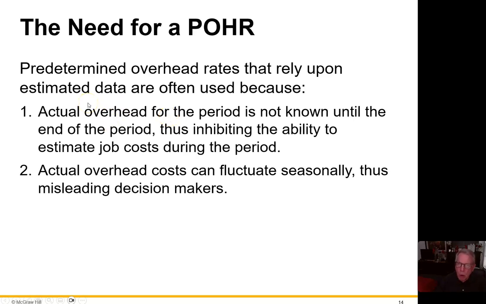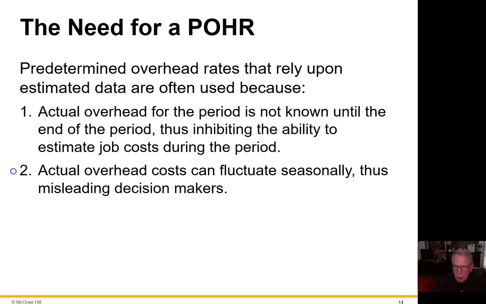The predetermined overhead rates rely on estimated data. It's an estimate. So when we do it, we're going to have to adjust every now and then for actual overhead. The actual overhead during the period is not known until the end of the period. So it inhibits our ability to estimate job costs during that period.